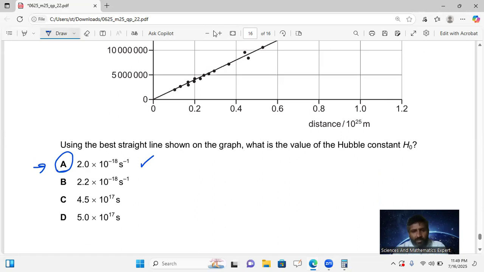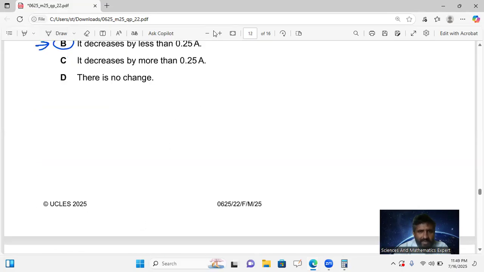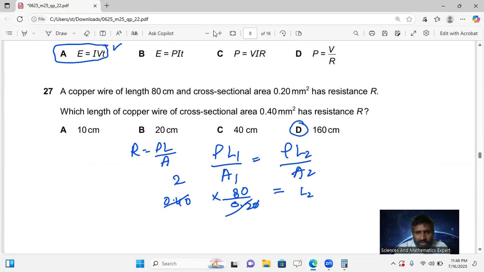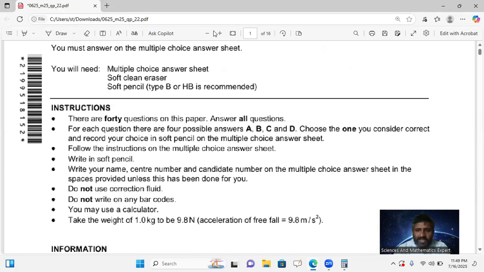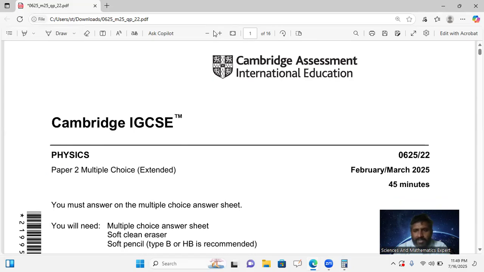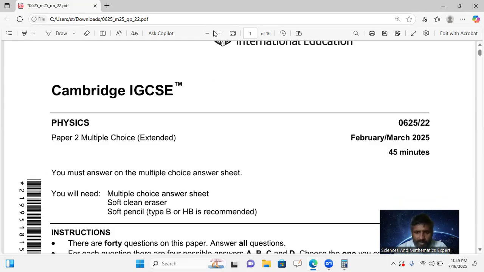And this was our paper, which was IGCSE February, March 2025, paper 2, variant 2. Always remember that only variant 2 papers are going to happen. Variant 1 and variant 3 papers are not happening in the February, March session. So this was the solution.